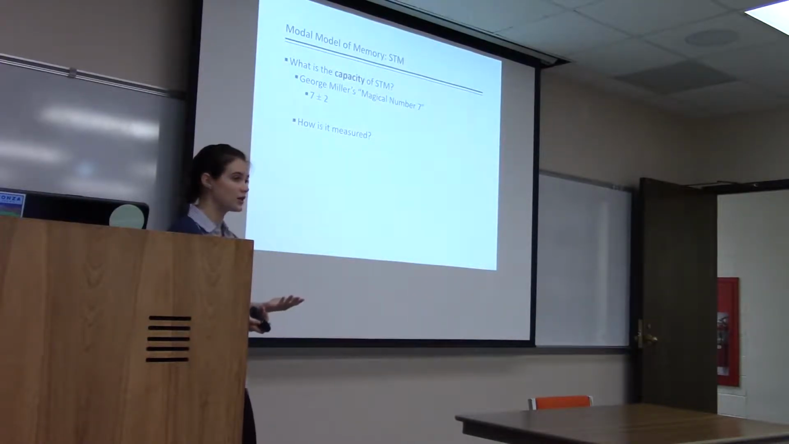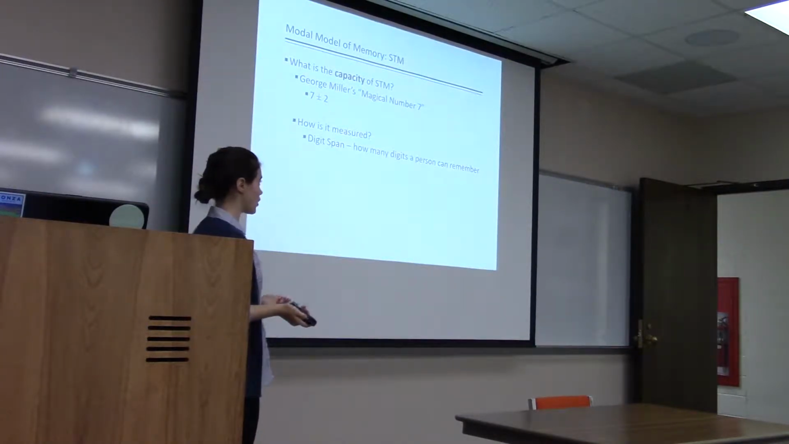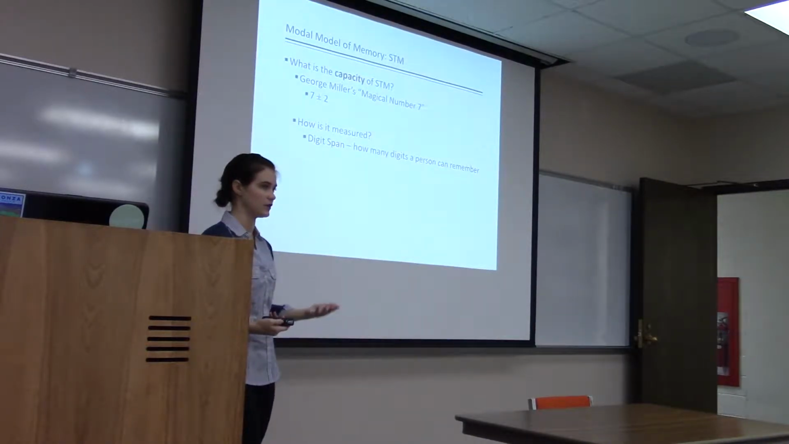We can measure short-term memory capacity by using something called digit span, and this is just how many digits a person can remember.